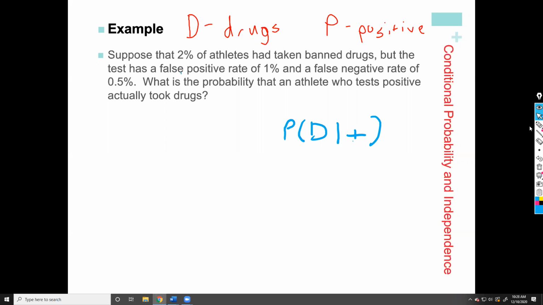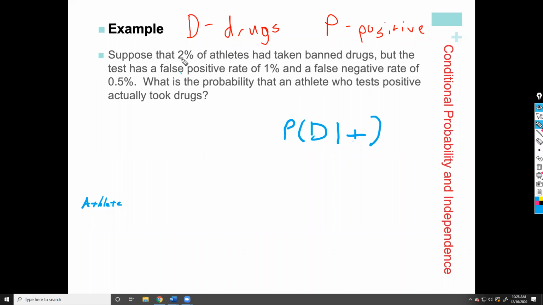The best way to do this is to make a tree diagram. So that's what we're going to look at here. We want an athlete. And the easy thing to know about the athlete, we have two choices, is the test coming back positive or negative. That's one of the variables we're interested in. And whether they took the drugs or not. Whether they took the banned substances or not.